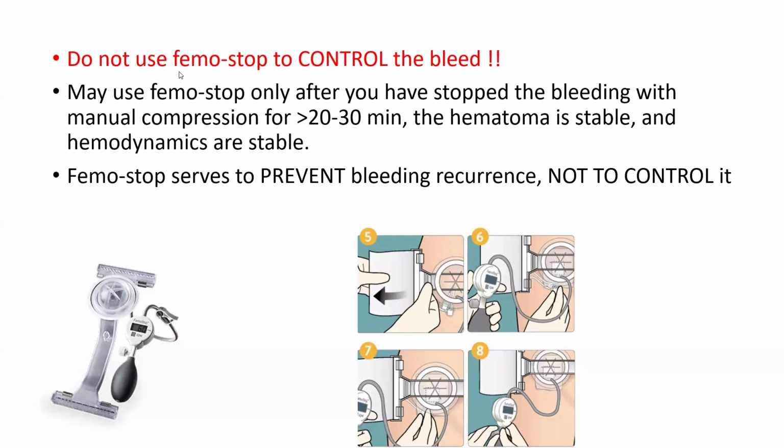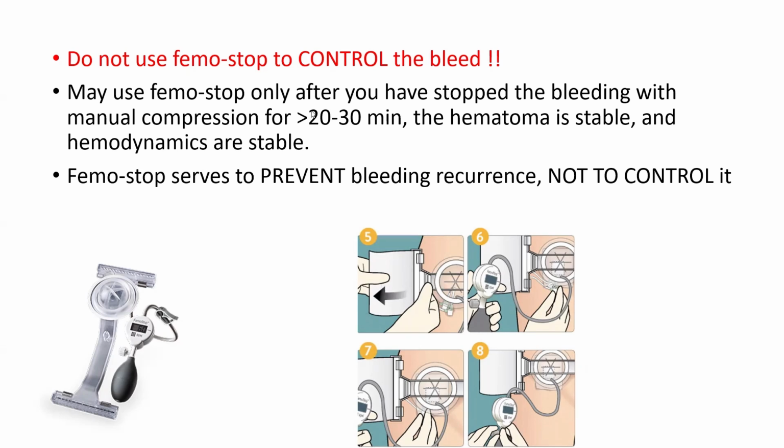Important idea that comes up: do not use Femostop to control the bleeding. Femostop, for those who don't know, is a compression device that you inflate over the arteriotomy. It's kind of similar to the TR band, if you want, for the groin. The idea, though, is that you don't use that device to stop the bleeding. If somebody's having a hematoma, you don't put that on to stop the bleeding. You stop the bleeding via manual compression, 100%.